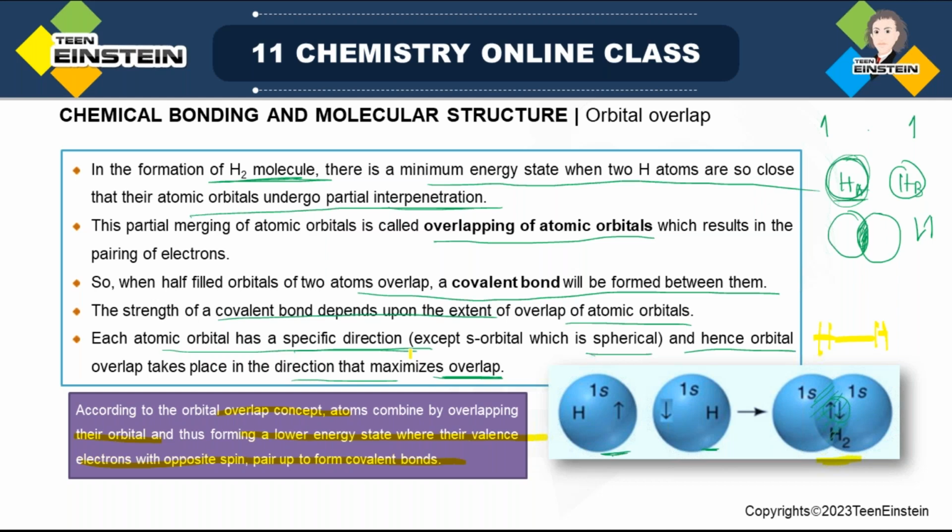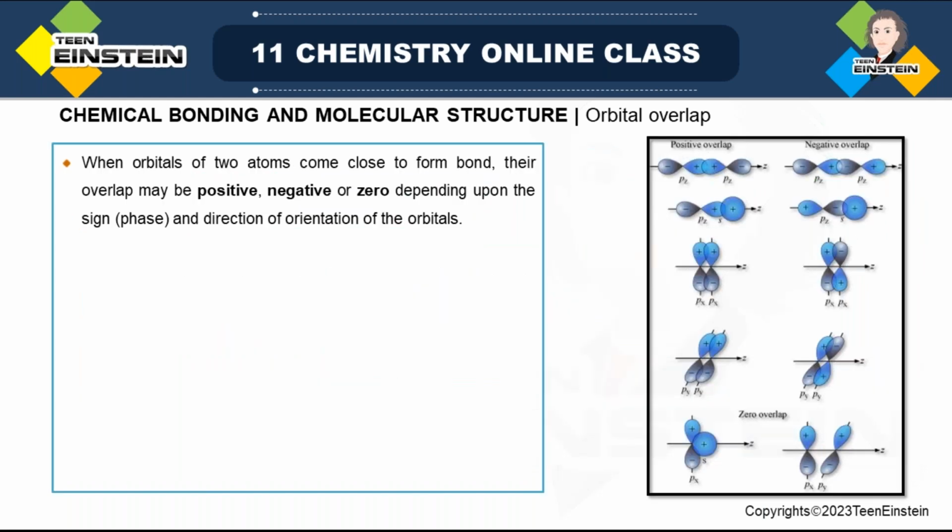Next, we will see. In this picture, as hydrogen has only one s orbital, we can see the orbital overlap between two 1s. This is the overlapping part. But what if you have 1s and 1p, or 2p, or 1p and 1d? Different types of combinations are possible. But before that, we have to know the different types of overlap: positive overlap, negative overlap, and also another term known as zero overlap.